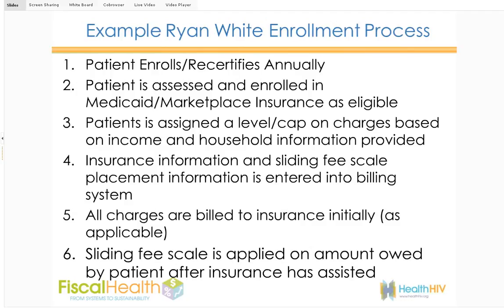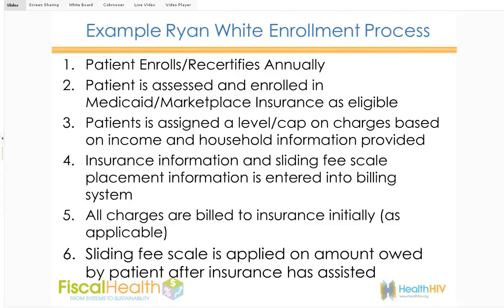Outside of insurance, the patient should be assigned a level, and if they're above the federal poverty level, they should be assigned a cap on out-of-pocket charges that's based on income and the household information provided. If possible, insurance information and sliding fee scale placement should be entered into the billing system, with Ryan White always as the secondary or tertiary payer.